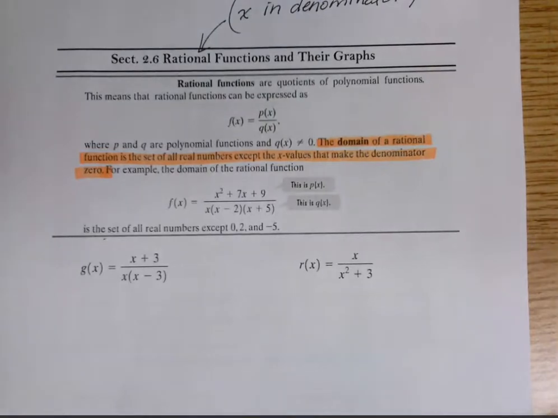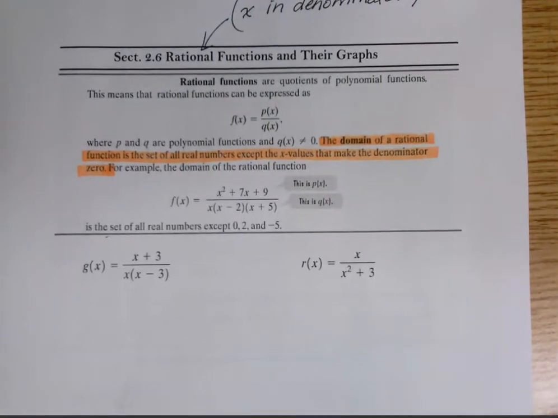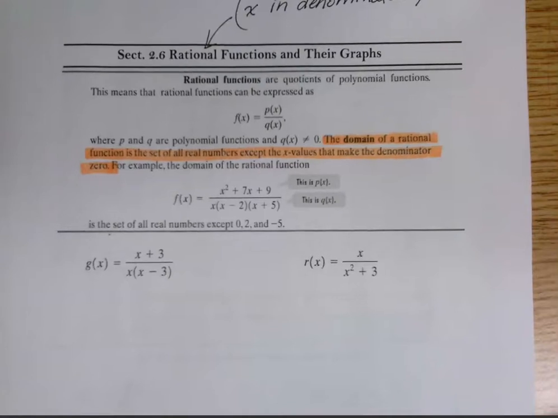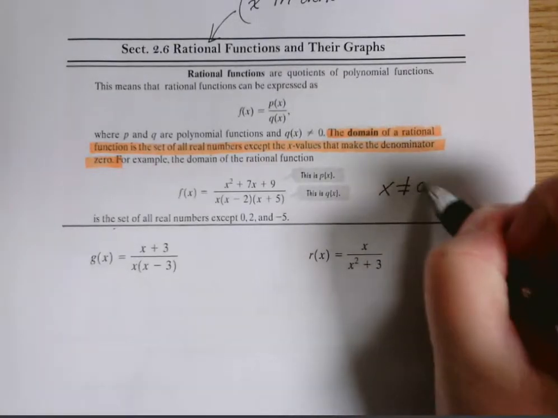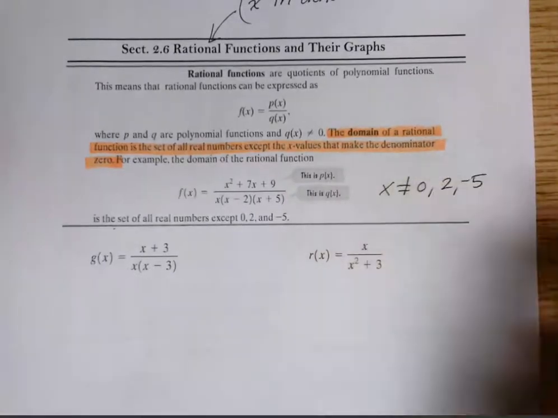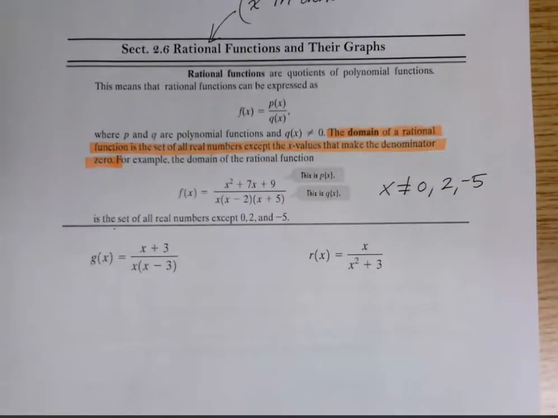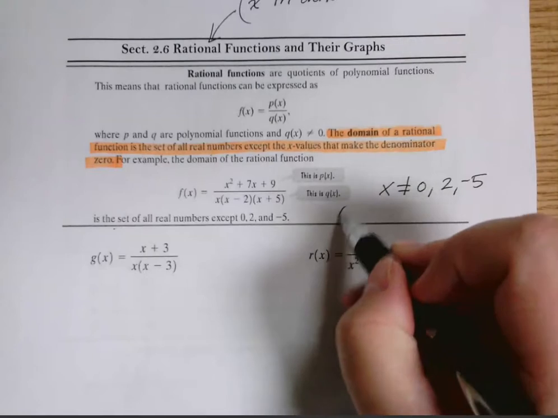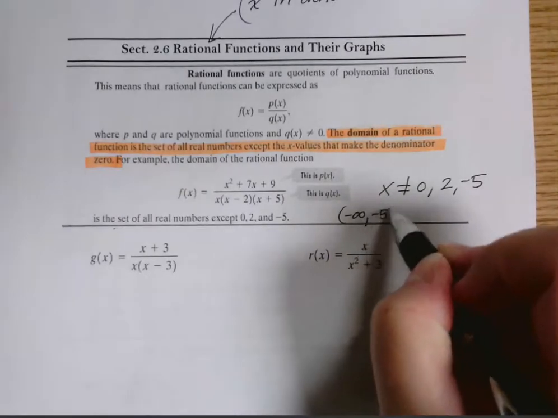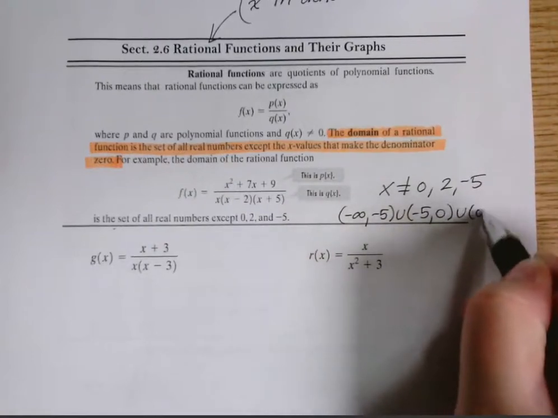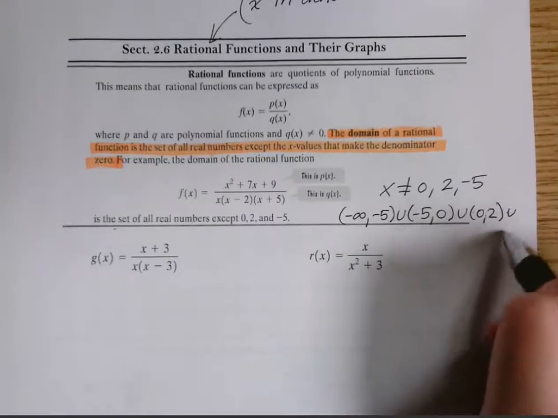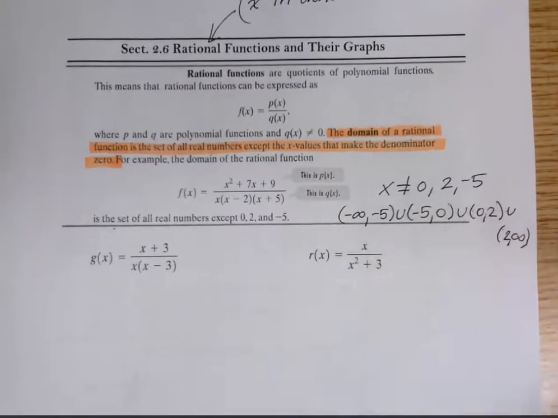That's expressed lots of different ways in different classes and different contexts. We're going to talk about how we need to express it in MyMathLab. Sometimes people will just put x can't be equal to 0, 2, or negative 5. Sometimes we do it in interval notation, where we say x can be everything from negative infinity up to negative 5, and then from negative 5 to 0, and then from 0 to 2, and then from 2 to infinity. That's one way to do it.